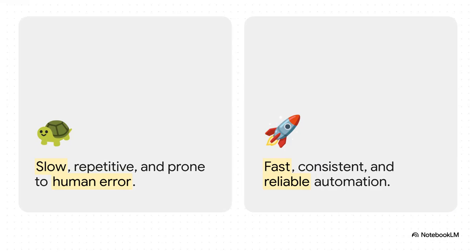And this really lays it all out. On the left, that's the old way. It's slow, it's repetitive, and let's be real, it's just begging for human error. That's what leads to those risky merges. But on the right, that's the CI way. It's fast, it's consistent, and it's totally reliable.